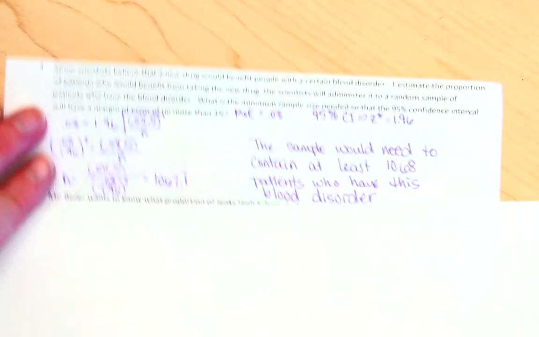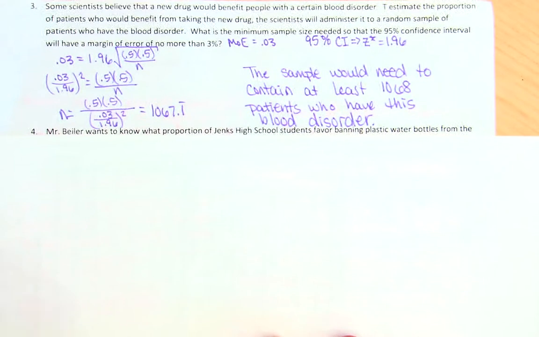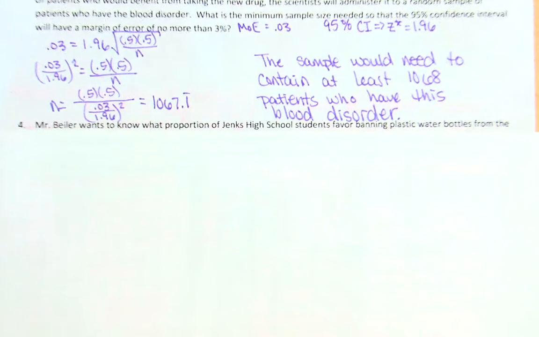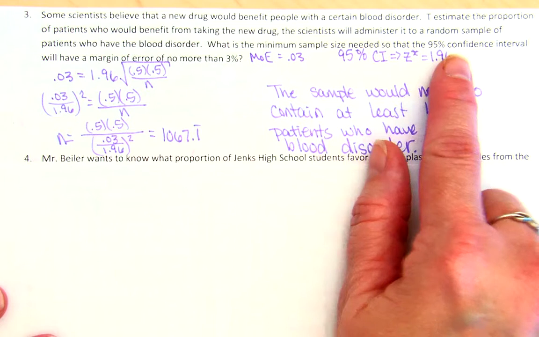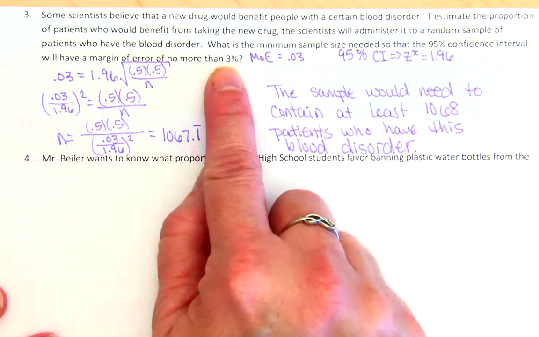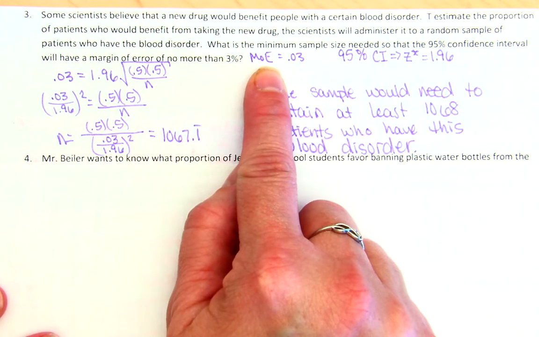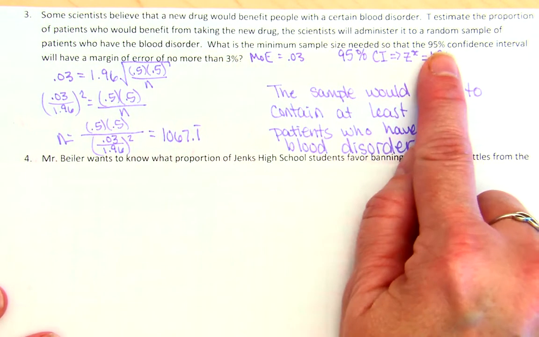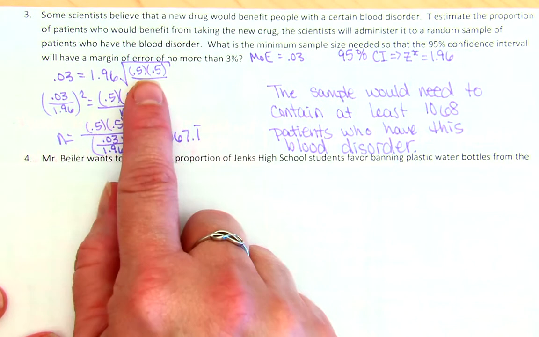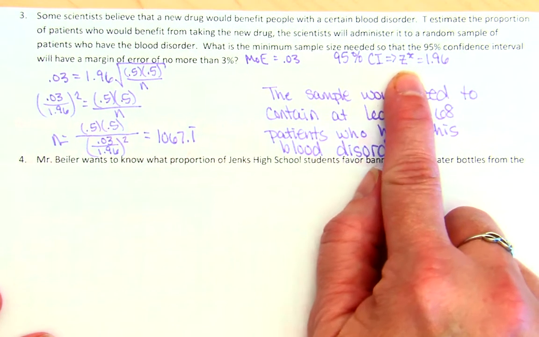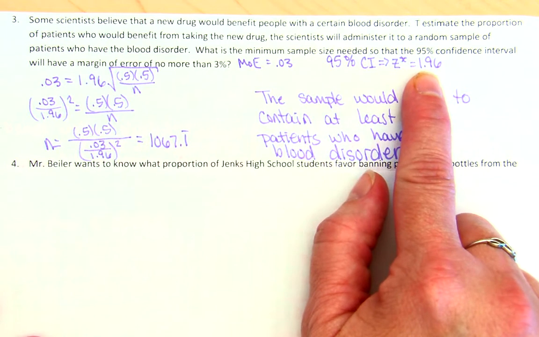All right, on the back side. The first question is talking about minimum sample size. So when we read through here, we want an error of no more than 3%, so that's our margin of error. It tells us we want a 95% confidence interval, and since we're dealing with proportions, that's a z, so it's 1.960 or just 1.96.